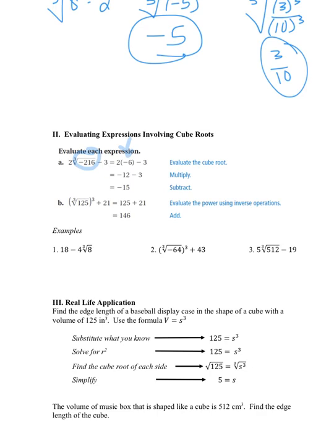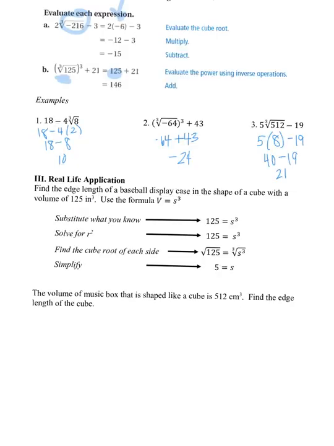In letter B, we're actually negating ourselves here. So we're taking the cube root of 125 and then cubing it. The cube root of 125 is 5, and then 5 cubed is 125. So it brings us right back to that 125. Anytime you have those inverses, it takes you right back to whatever that number under the radical is. So then you do the 125 plus the 21, you get 146. Pause the video, take a moment, and figure out these next couple. For these, in number 1, you're going to get 10. Number 2 is going to be negative 24, and number 3 is going to be 21.